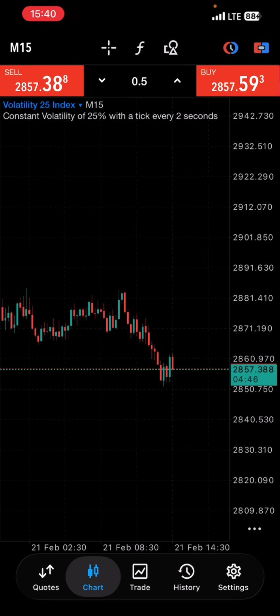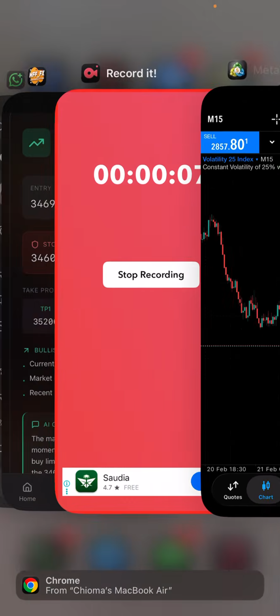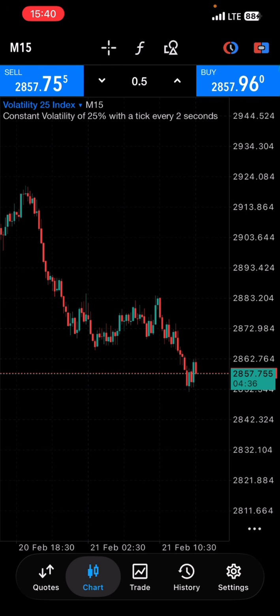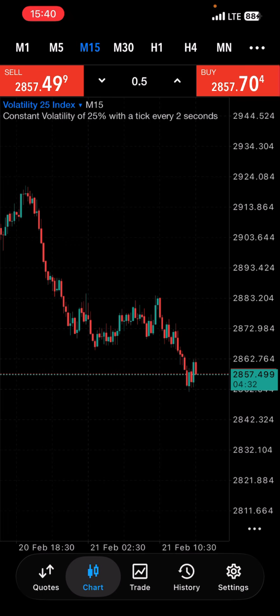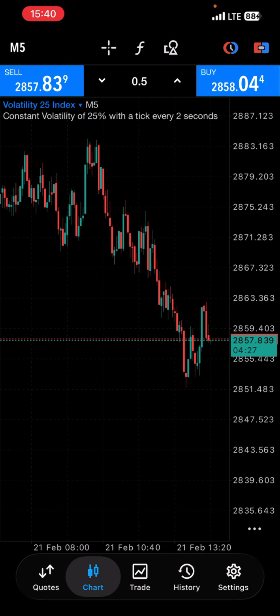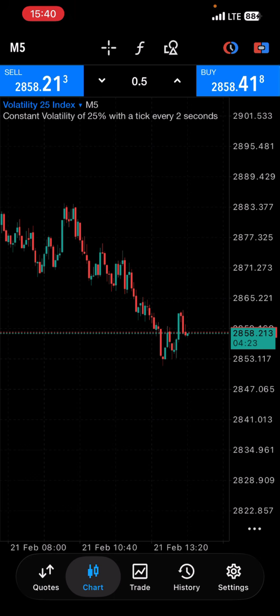But if you're a swing trader like me, I like to take my time. I even like to analyze on high time frames, but I'm looking to take a quick trade right now, and I'm looking at the Volatility 25 index. If I want to get a sharp trade, I would like to go on a smaller time frame.